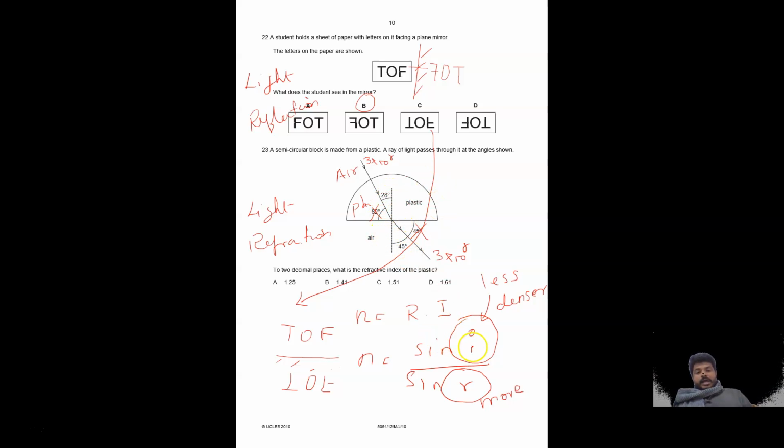Another trick is, at the top you should always have the bigger value, and at the bottom you should always have the smaller value. Because I told you, more dense medium, here inside is the angle 28, and in the less dense medium is the angle 45. Just sine 45 divided by sine 28. Okay, the answer is C, 1.51. Use your calculator to find out the answer, students.